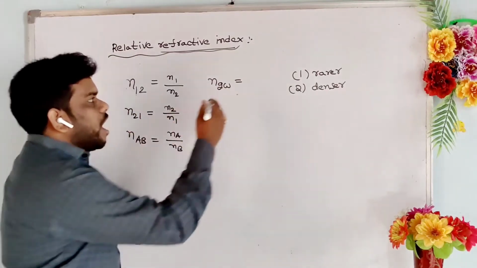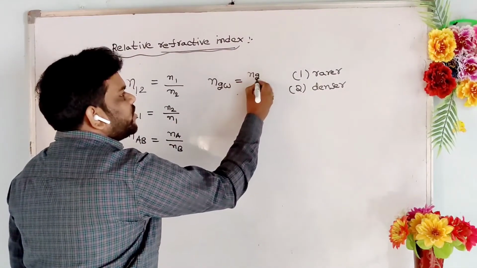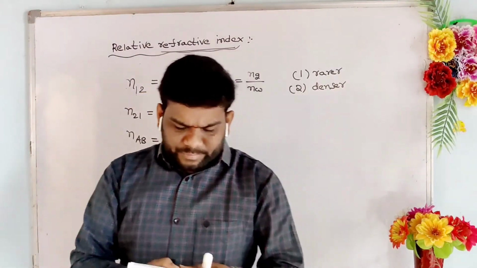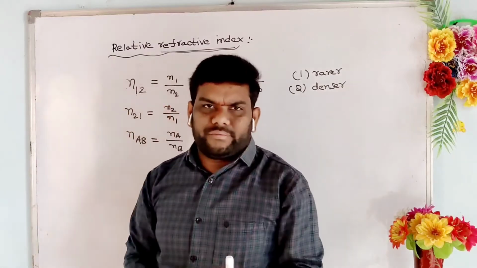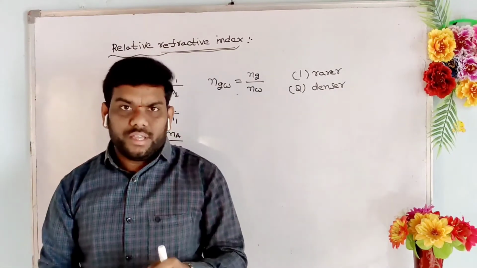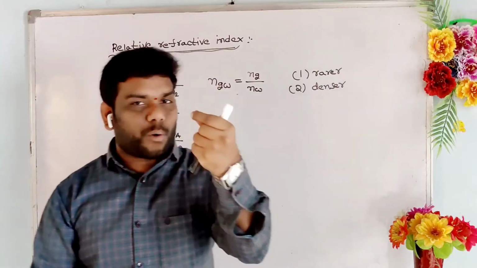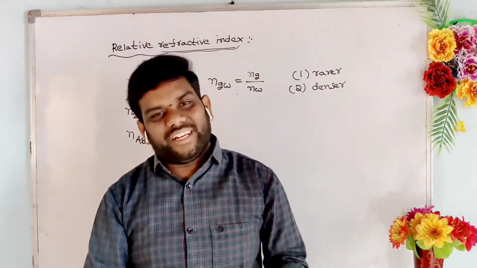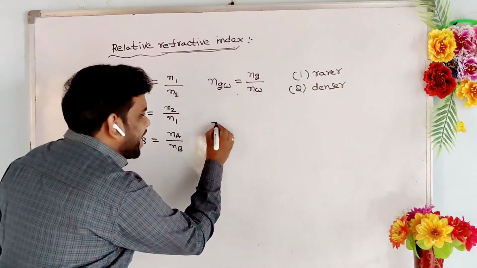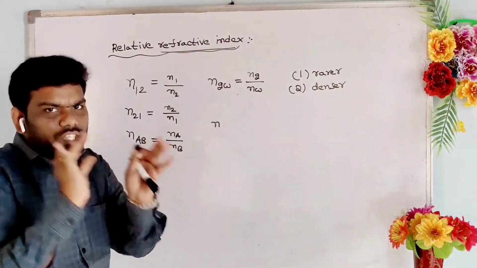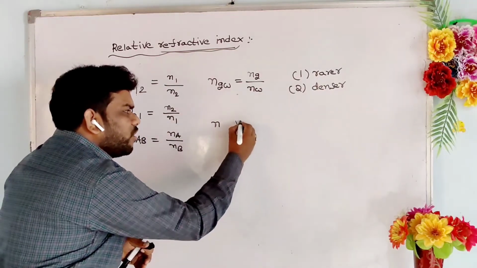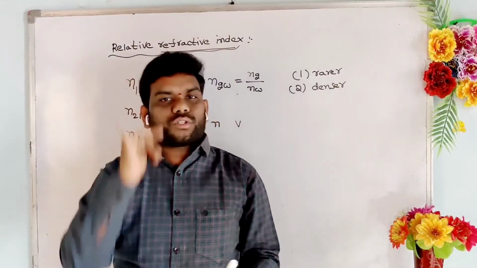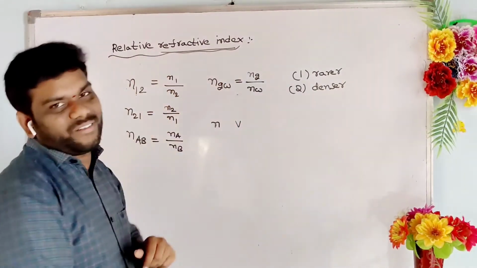Am I right? Then what will the formula be? Same as above, NG/NW. One point to remember, please note this point. Refractive index is inversely proportional to the speed of light in medium. So if we take n in one order, v comes in the reverse order. Yes, refractive index is inversely proportional to speed of light in medium.